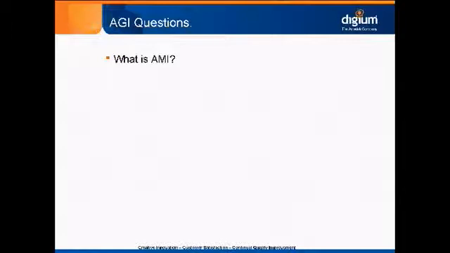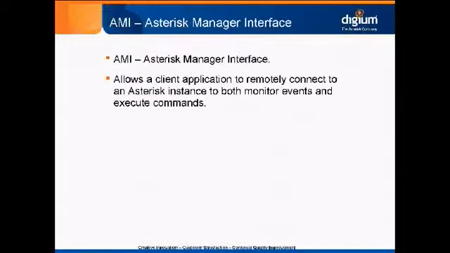Okay, so what is AMI? AMI stands for the Asterisk Manager Interface. It allows a client application to remotely connect to an Asterisk instance to both monitor events and execute commands. So the difference between AMI and AGI is that AGI extends the dial plan into another scripting language of your choice, and AMI is completely independent of the dial plan, and it allows for you to do real-time monitoring and execution of commands.